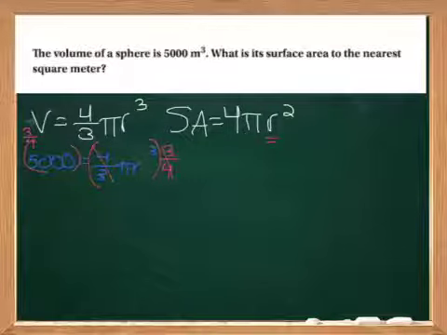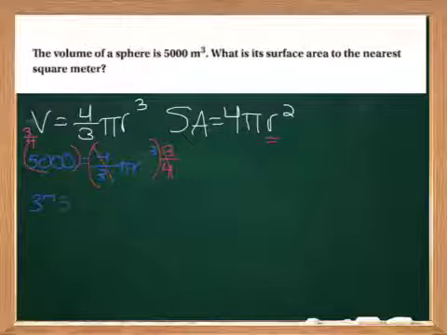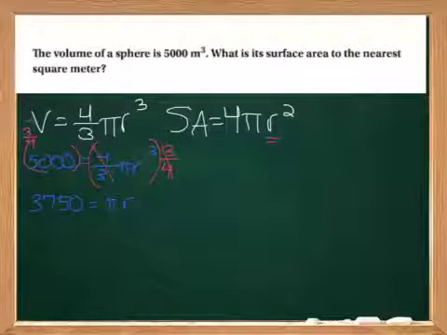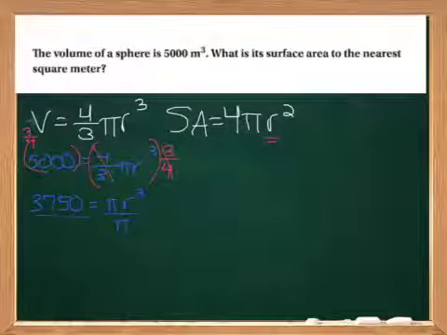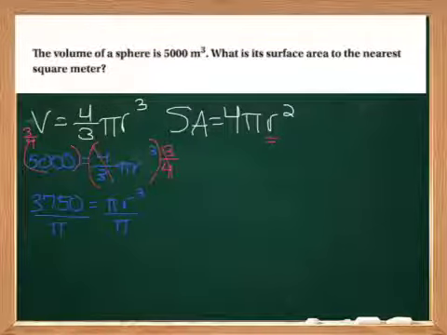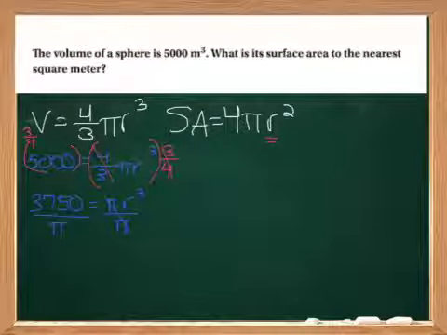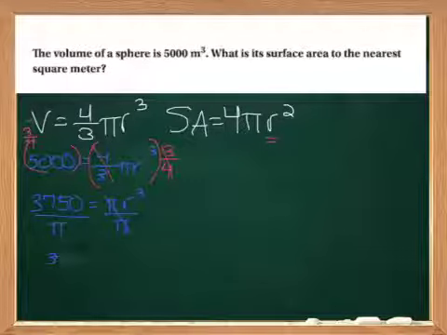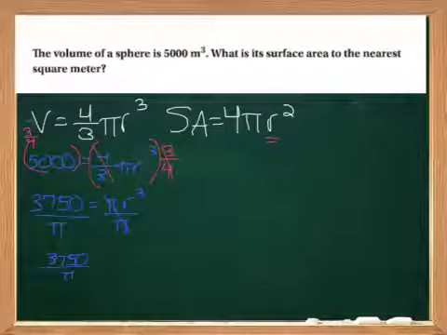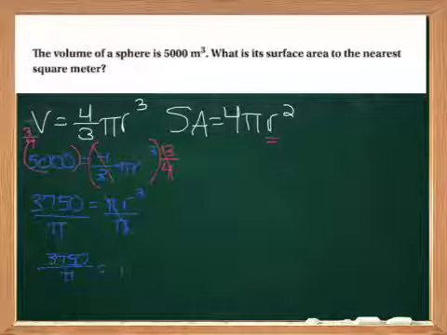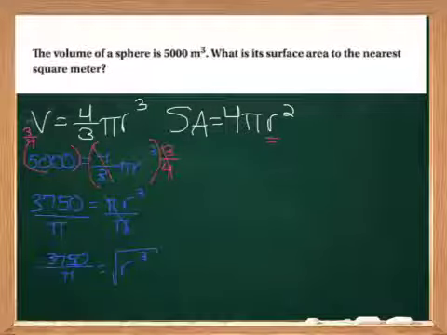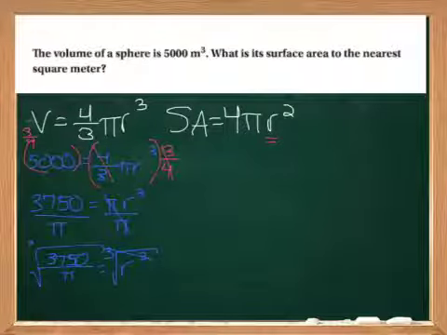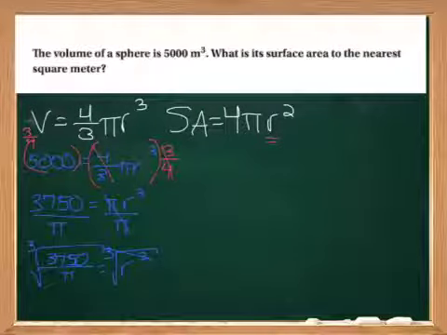This will give us 3750 equals pi r cubed. We're going to divide both sides by pi. That'll cancel this out. Now, you're going to do this all in your calculator, but the 3,750 divided by pi, in order to get r by itself, we need to take the cubic root. So in your calculator, you're going to type in the cubic root.